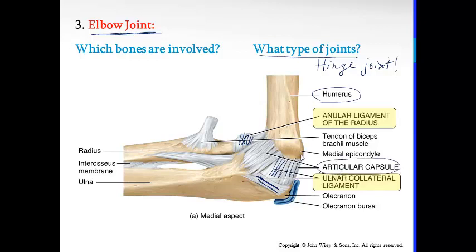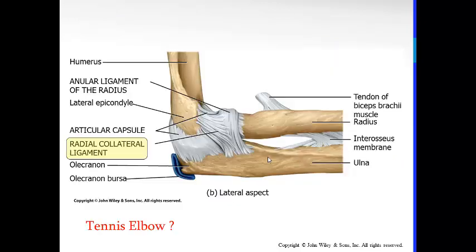Now here is your articular capsule, and within it is your synovial cavity. Here is another one, our radial collateral ligament.